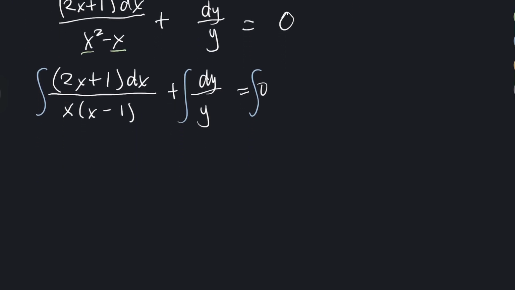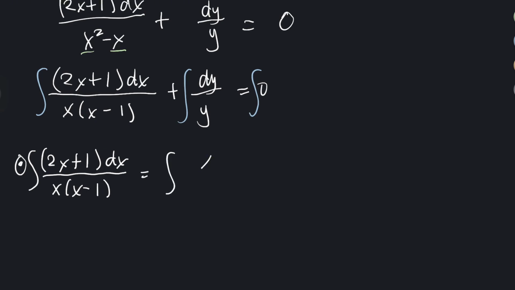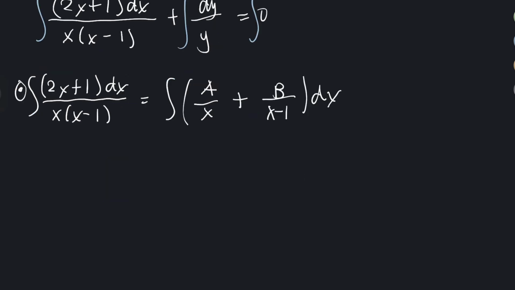So let us now integrate. Let's first integrate the quantity (2x plus 1) dx all over x times (x minus 1). Here we'll use partial fraction to integrate this one. Let's first decompose it. That would be a over x plus b over x minus 1, dx. Let's just disregard the integral and we're going to solve for the values of a and b.